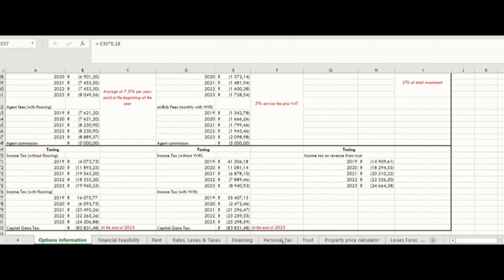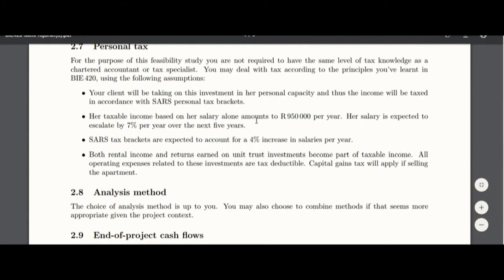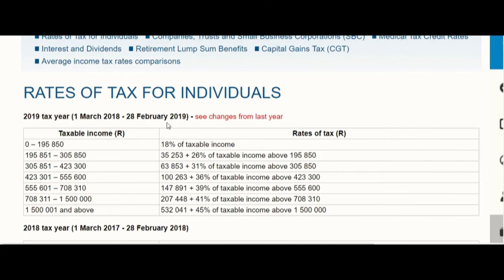By going to the personal tax sheet, we can see the following. Now, our client earns a salary of 950,000 Rand per year, and it is expected to escalate by 7% per year over the next 5 years. The SARS tax brackets are expected to account for a 4% increase in salaries per year. Going to the SARS webpage, we can then see that our client will fall in this tax bracket over here. Note that the upper bound is 1.5 million Rand.